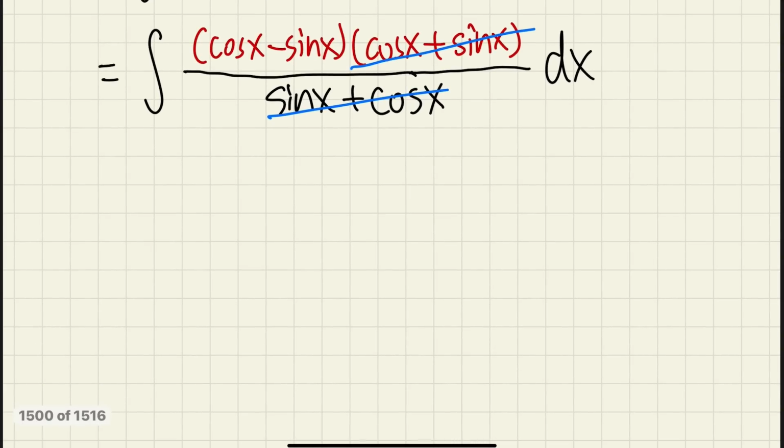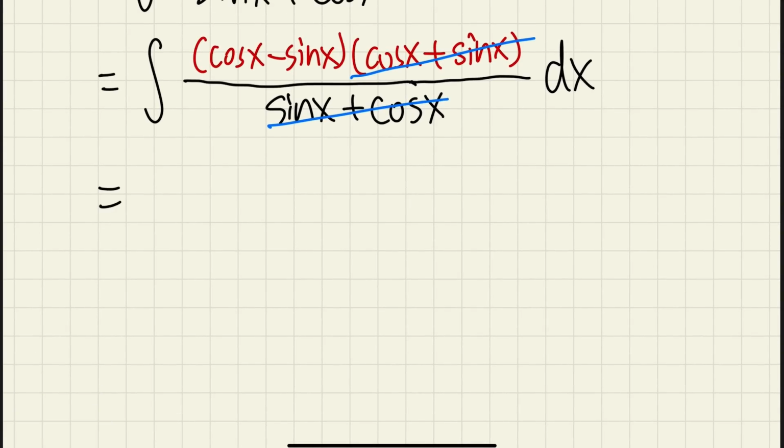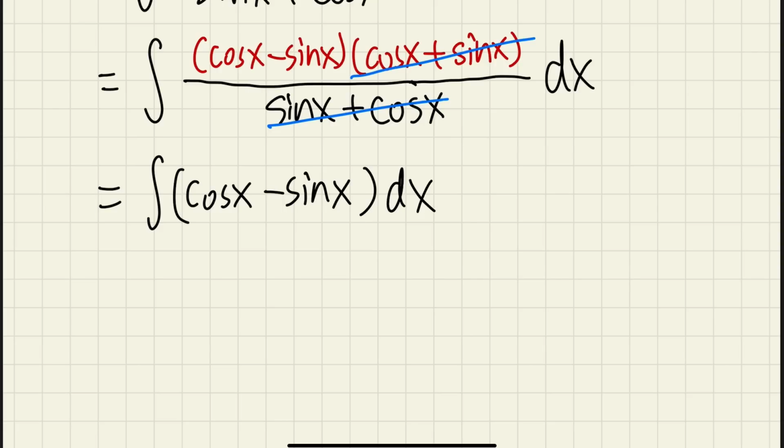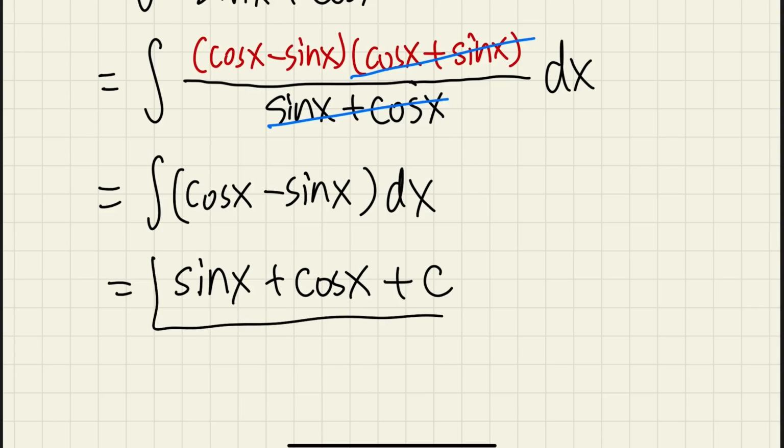So we are just going to integrate cosine of x minus sine of x. And when we integrate cosine, we get positive sine. When we integrate negative sine, we get positive cosine. And then we are done. So put a plus c. That's it. Now, number 3.